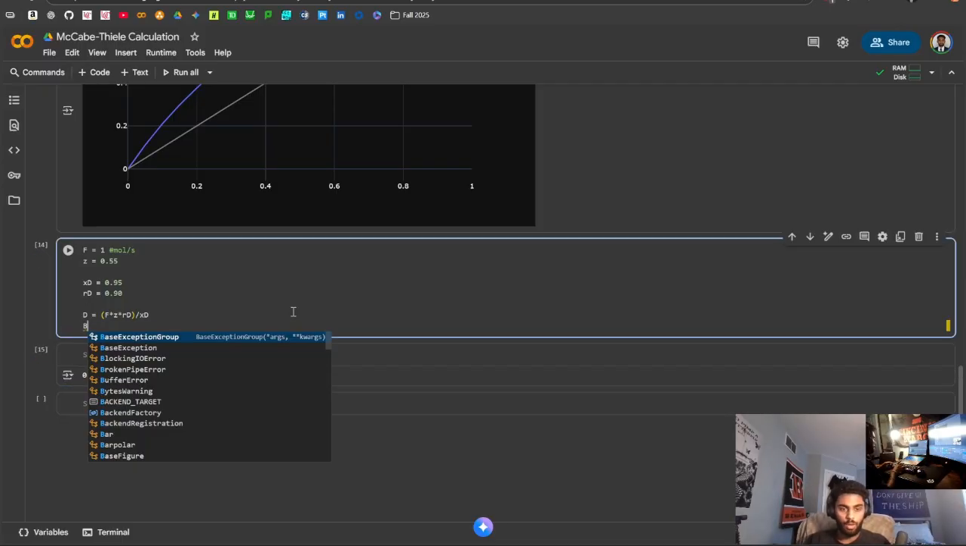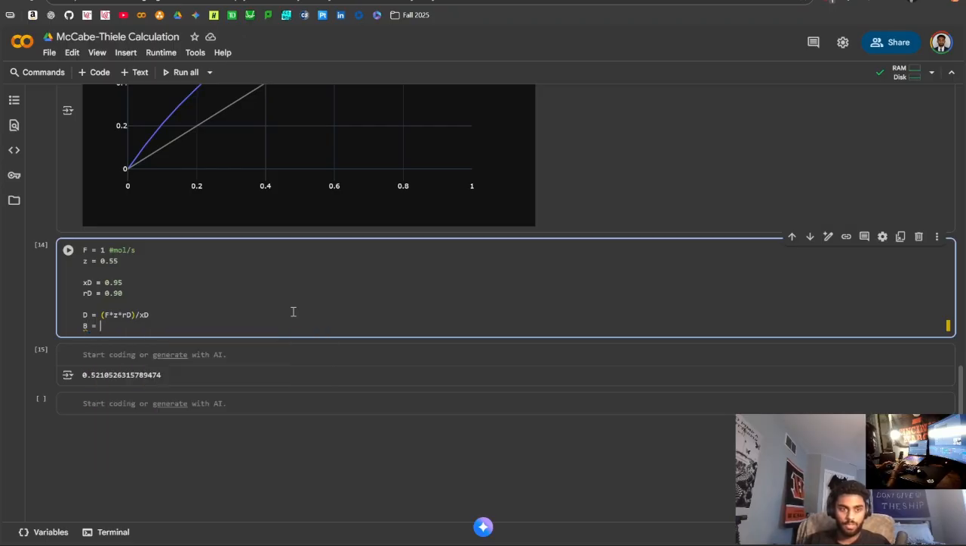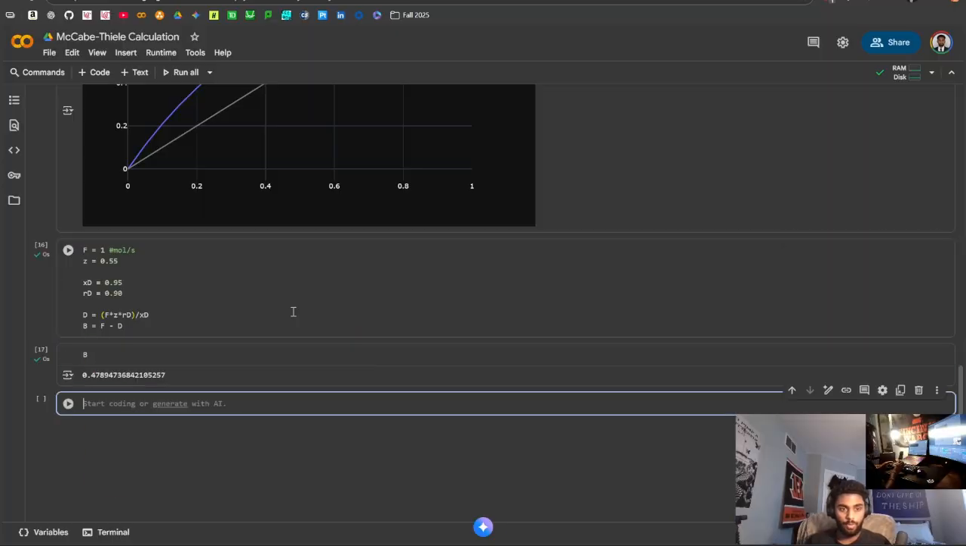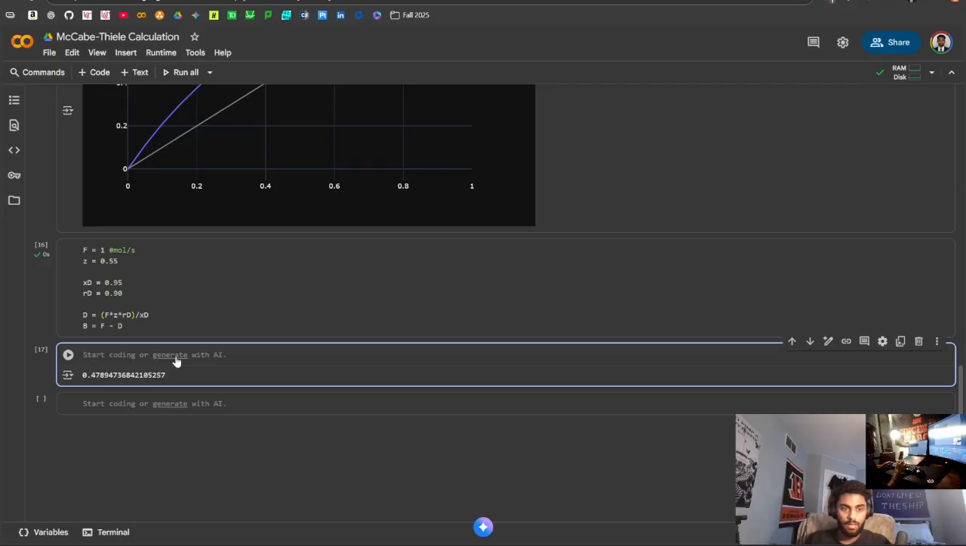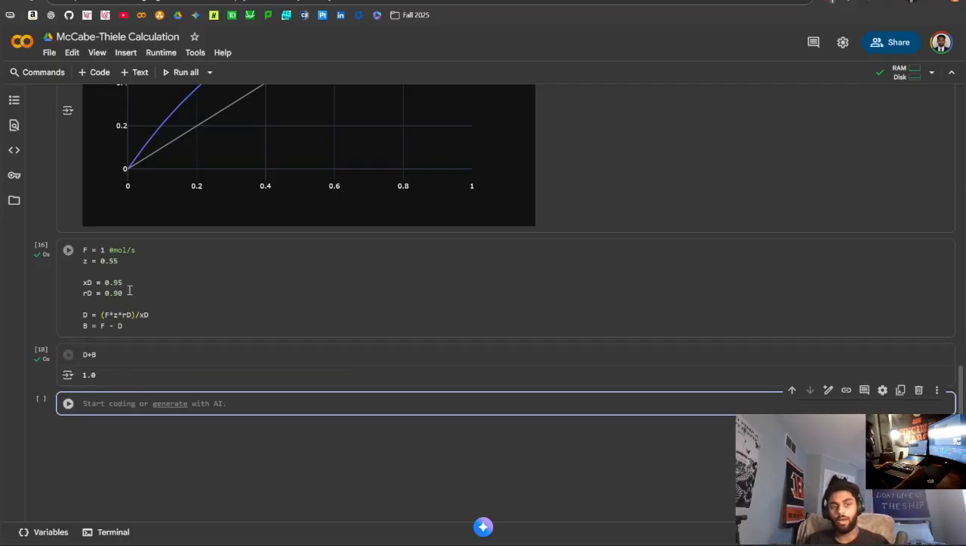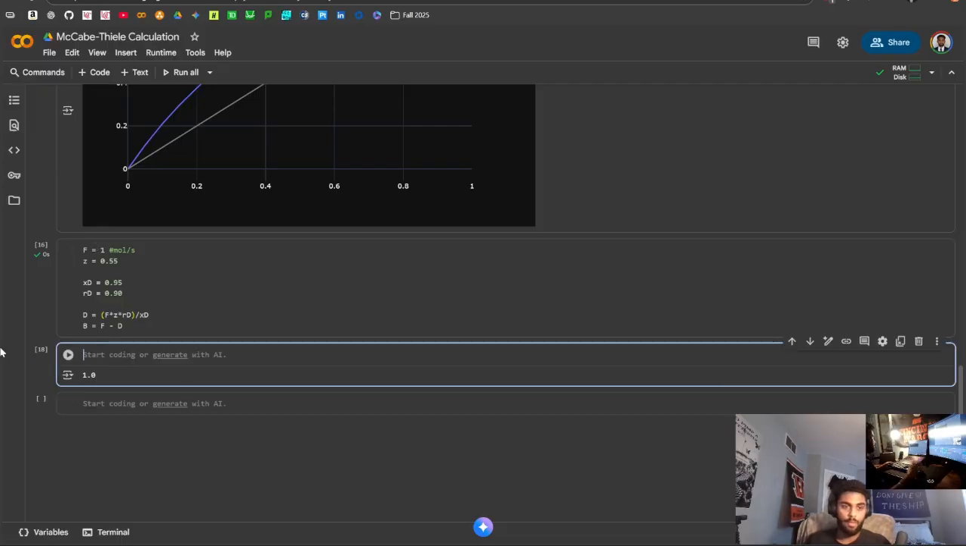And now let's do our bottoms. And since we've already calculated our distillate flow rate, we can just go ahead and write something down like this. So if we go for our B, that makes sense, because now our D plus B is perfectly on the dot 1, which is what our feed is. So that makes a lot of sense.